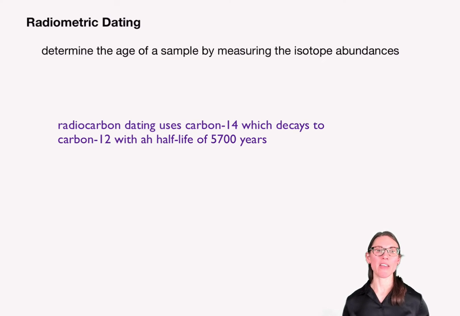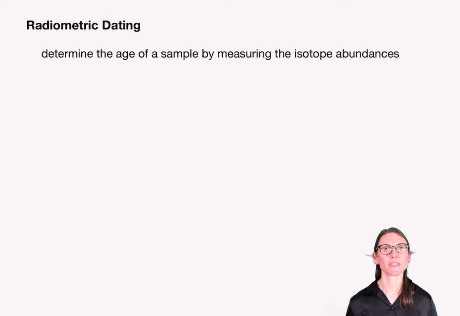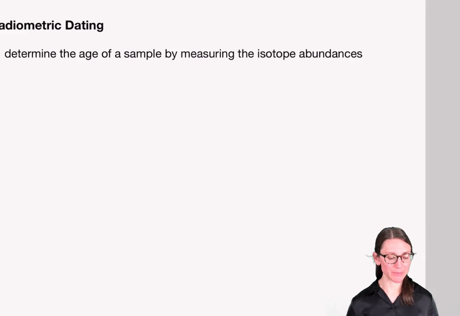This method is super useful for dating objects younger than about 50,000 years old. But older than that, and the amount of carbon-14 is just too small to measure accurately, and radiocarbon dating is just not useful. For objects that are older than about 50,000 years old, we need to find different isotopes that have longer half-lives. Let's take a look at a couple of examples.